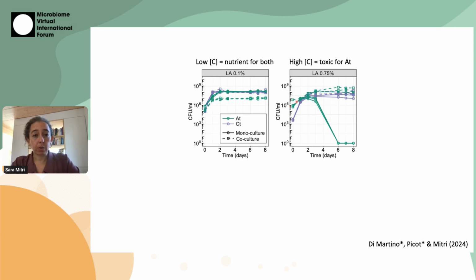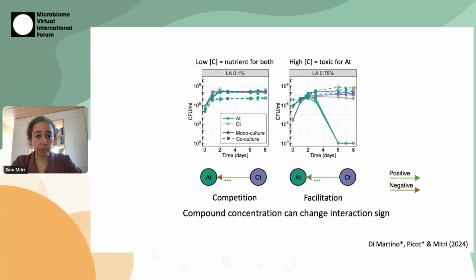But then when it's in co-culture, when CT is present, then it grows fine. So basically, we can say that at low concentration of linoleic acid, we have competition, and at high concentration, we have facilitation, or positive effect, from CT to AT. So that means that by simply changing the concentration of one compound, we can change the interaction sign from negative to positive. Now, could we also go the other way around?